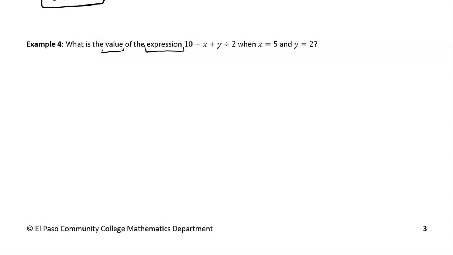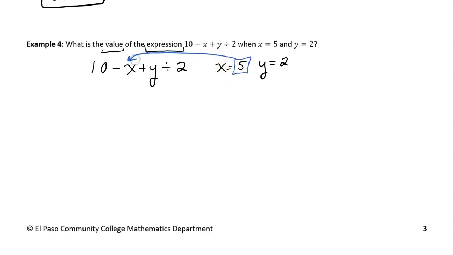So we're evaluating. We're going to simplify what they give us here. So I'm going to have my expression 10 minus x plus y divided by 2, and they're asking us when x is equal to 5 and y is equal to 2. When they give us specific values to use for our variables, we're going to take those values and plug them in. So I'm going to plug in the 5 for x and the 2 for the y.